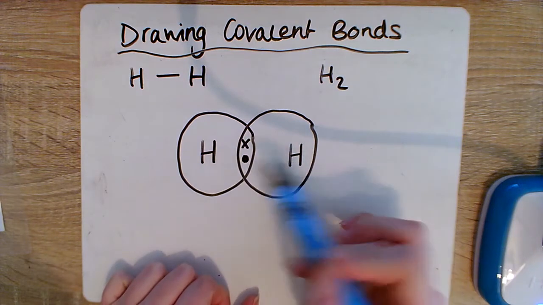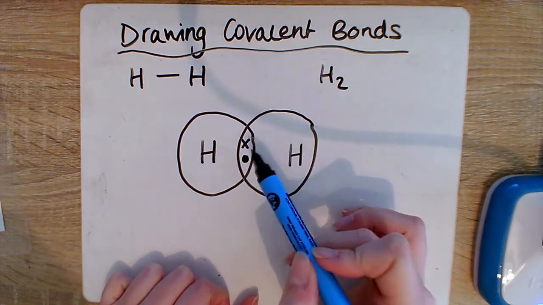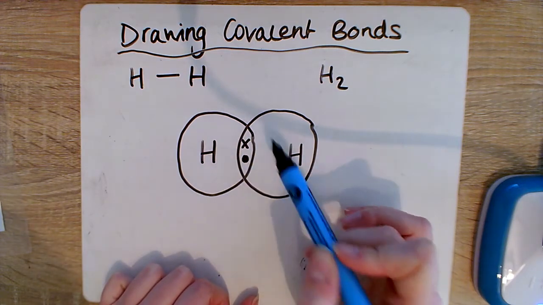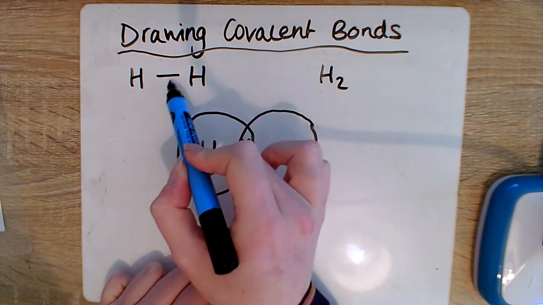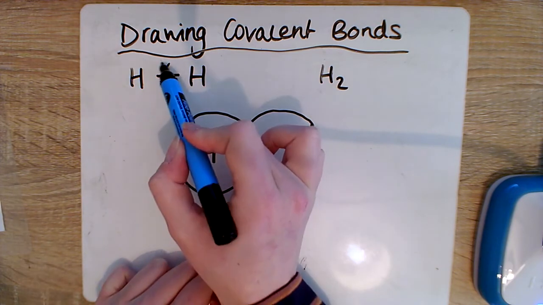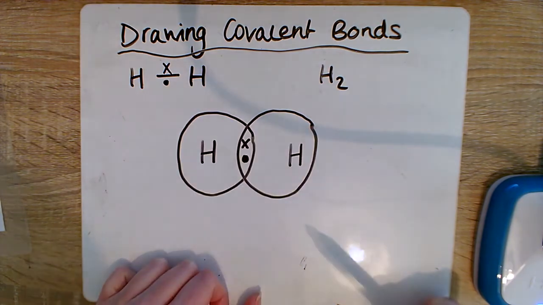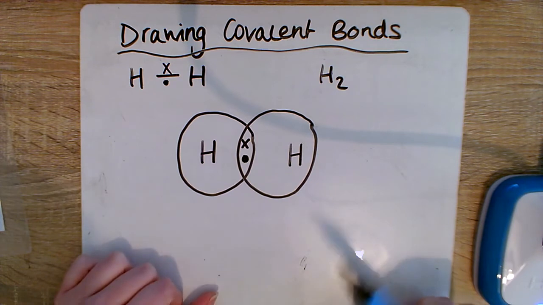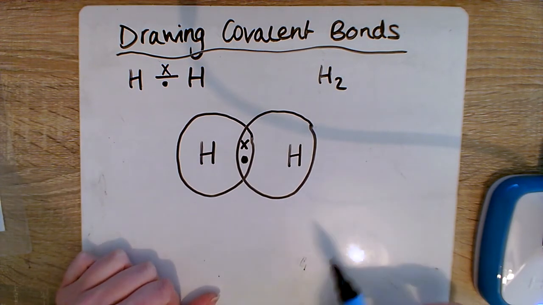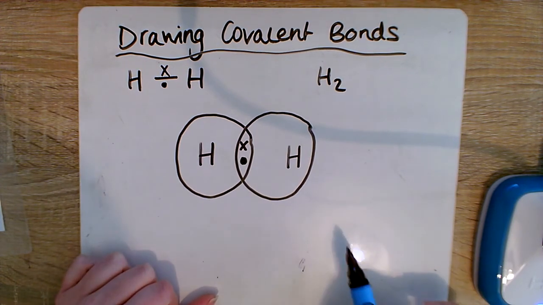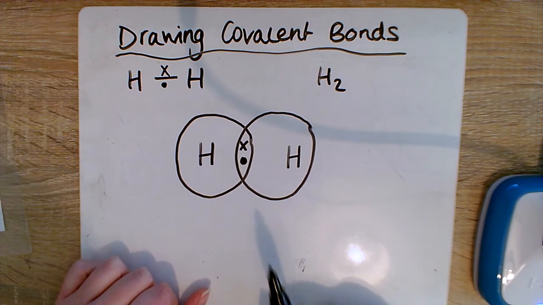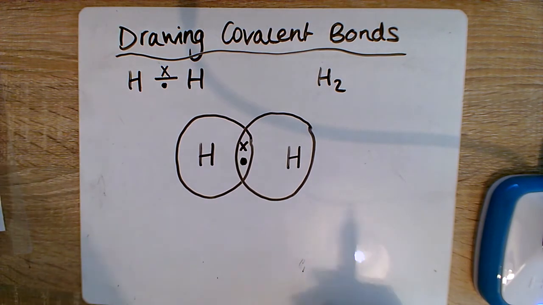So both of these hydrogens are now happy because they've shared this pair of electrons, which is the same as this here. If we were to draw it on, it would look something like that. That's the shared pair of electrons. So they're both happy because they have got a full outer shell. So that's our first example, hydrogen gas.